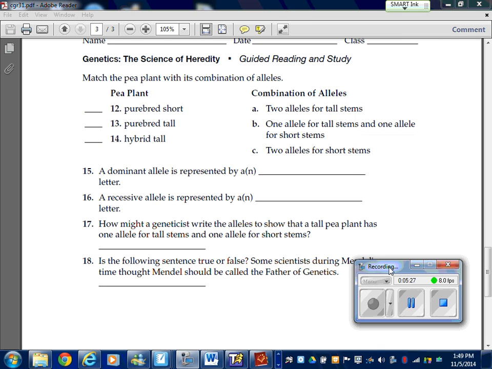Okay, so again, this is asking the specific question, but again, you should understand purebred short would have, and actually people would have confused what we did is we did this. Short stem would be little t, one each, big T, little t. Right. Then it's easy to match it up. Purebred short, purebred tall, hybrid tall. Okay. Dominant represented by a capital letter, and recessive by a lowercase.